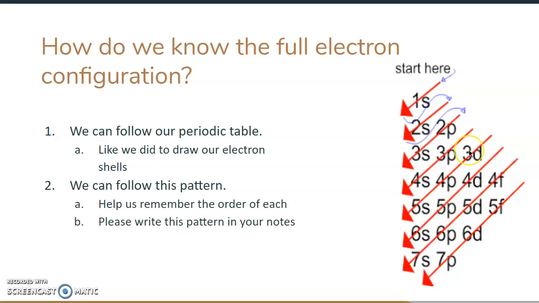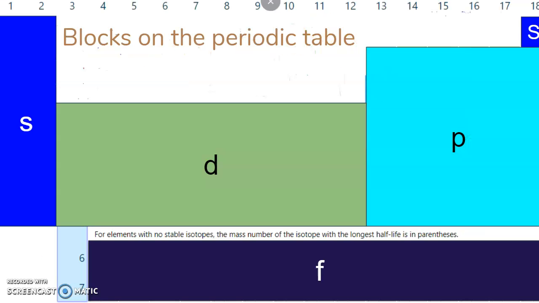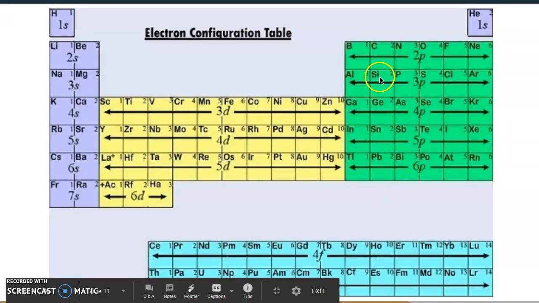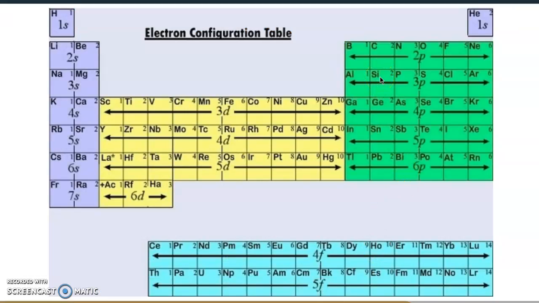If this helps you to remember, please use this as a helpful tool. So let's try this one together. If we're looking for silicon, which is Si, let's remember where our blocks are. We have our S blocks mainly over here, but also including helium, our D, our P, and our F blocks. So silicon would be right here. If we wanted to write silicon out, it would be 1s2, 2s2, 2p6, because we have all of those filled, 3s2, we have all those filled, and then a 3p2.